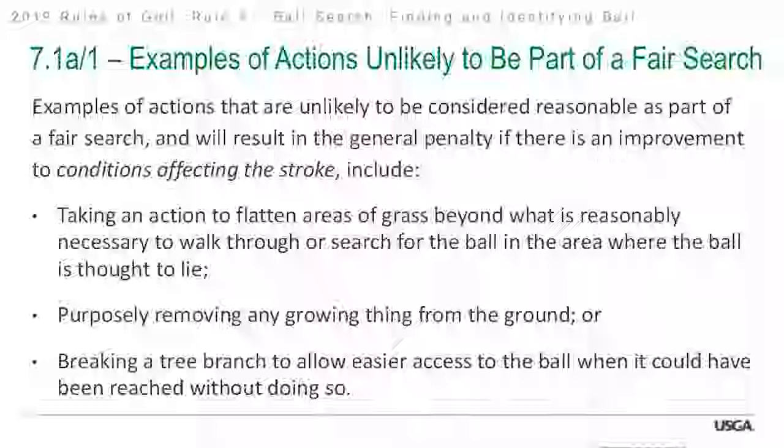Breaking a tree branch to allow easier access when there was another way to get in. You know, if you're too lazy to walk around and you break a tree branch, the rules of golf are going to penalize you. So, you know, if there's a way to get there, the least intrusive is a term that we've heard over the years with the rules of golf. But that's exactly what we're talking about here. As long as you make an effort to get in there fairly, you're going to be fine.